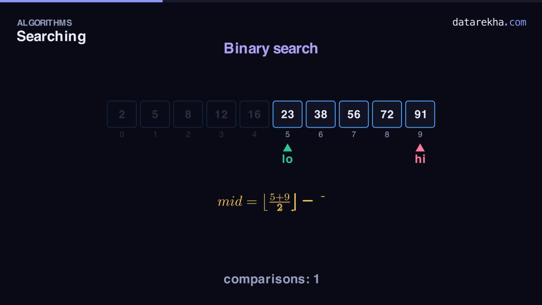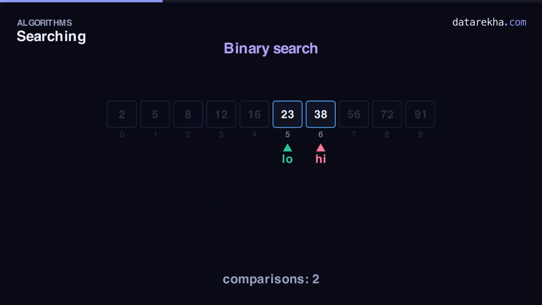Step 2. And now we only ever look at what survives. Low is 5, high is 9. The new middle is 5 plus 9 over 2, which is 7. Box 7 is 56. This time 56 is bigger than 23. So 23 must sit to the left of here. We discard the right half, boxes 7, 8 and 9, and pull high down to 6.